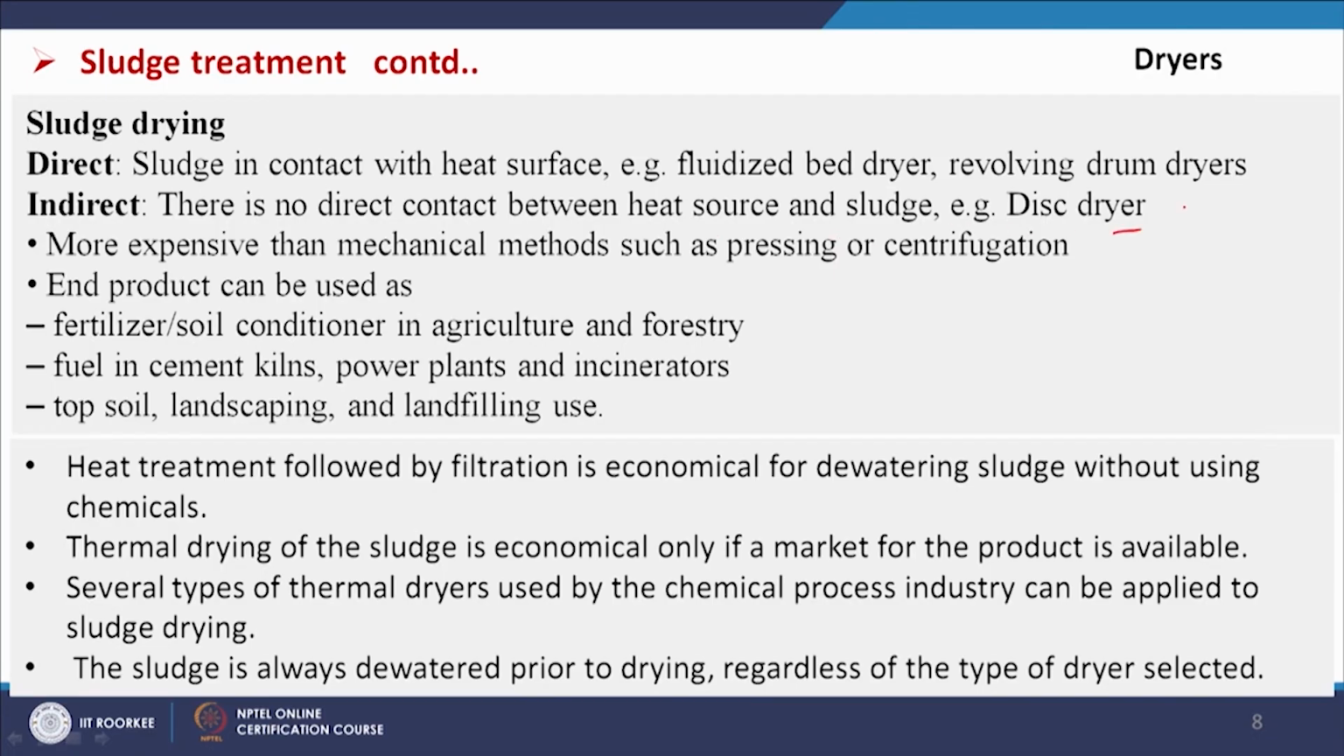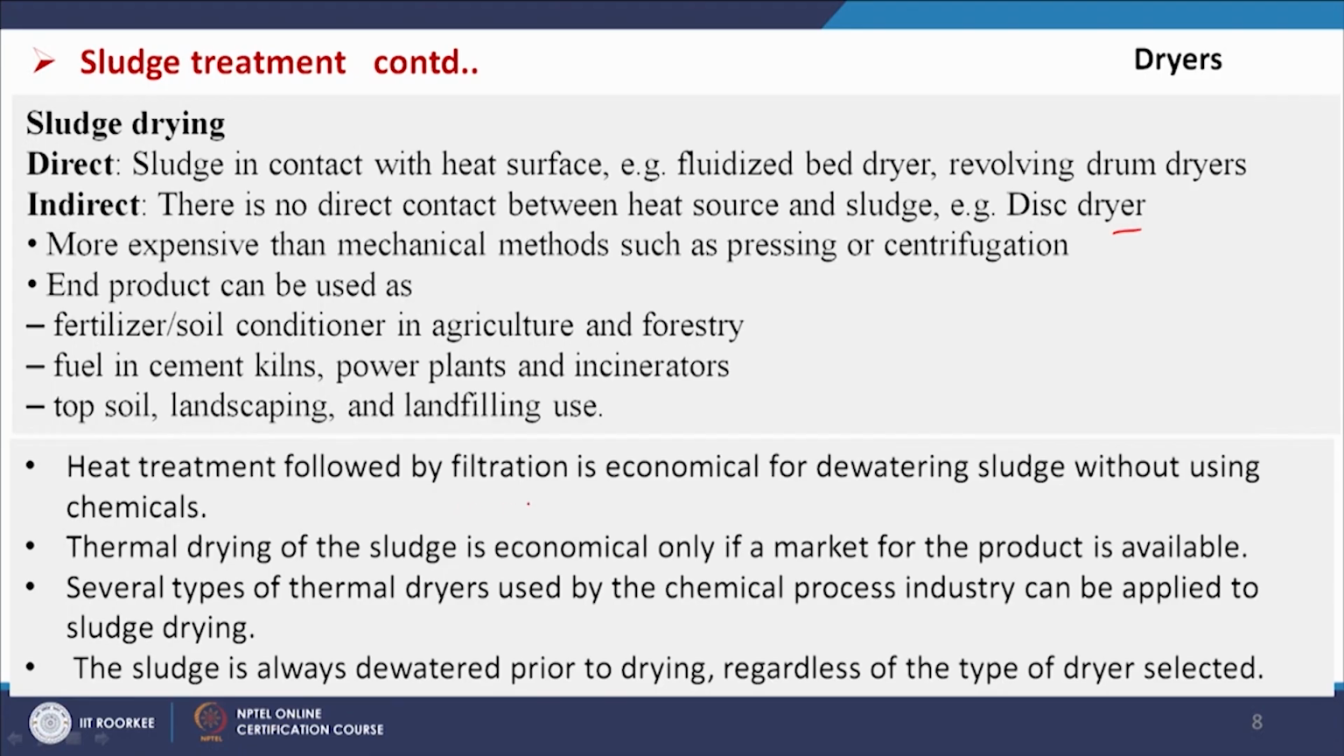But these processes are very costly and not suitable for normal application, unless the sludge after drying becomes very useful. In that case only it can be used, and the end products can be used as fertilizer, soil conditioner in agriculture and forestry, fuel in cement kilns, power plants and incinerators, topsoil, landscaping and landfill use.